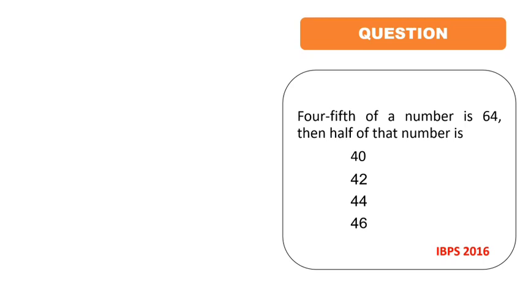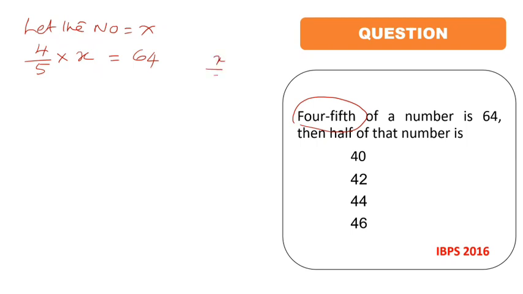4/5 of any number. So let the number be equal to x. For all these types of questions, you have to take the unknown number as x. So 4/5 of that number: 4 by 5 of x is equal to 64. Then what will be half of that number? 4 by 5 of that number is 64, and we need to find out what x by 2 is. Half of the number is equal to what?